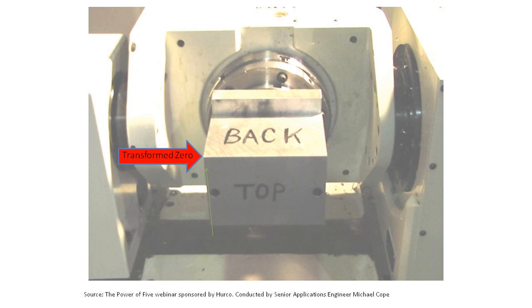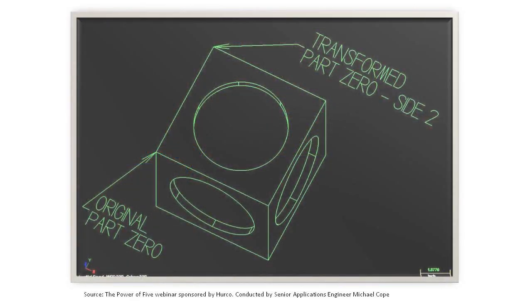A couple things we need to know to do that. We need to know the angle of rotation that we're going to position the machine to, and we need to know where that second corner, or this corner for this back side of the part, is in relationship to the front corner, or the original part zero.